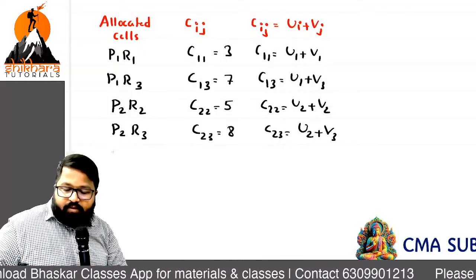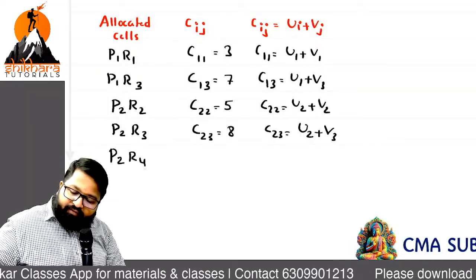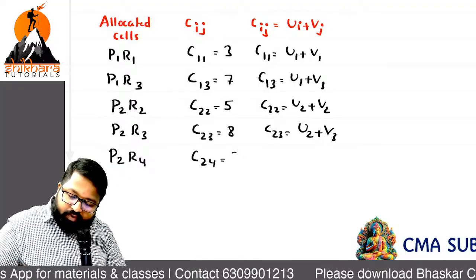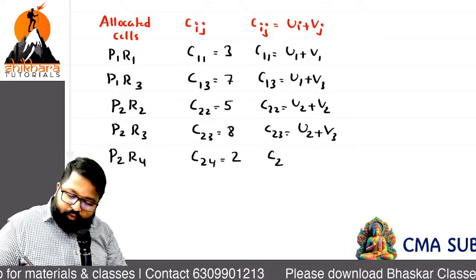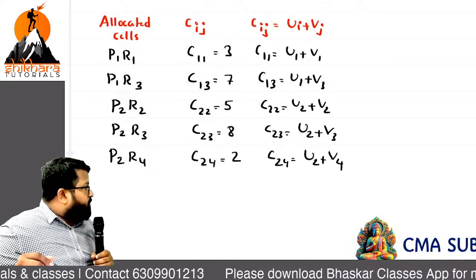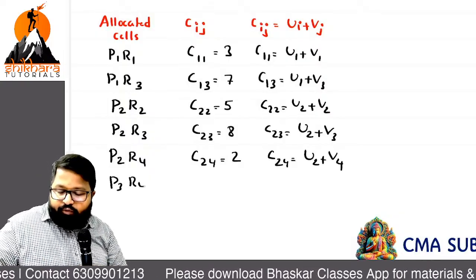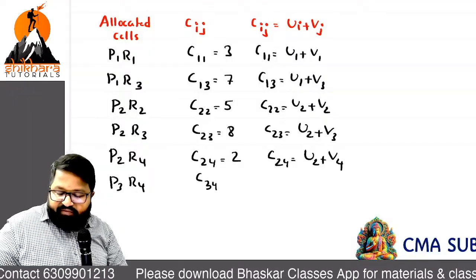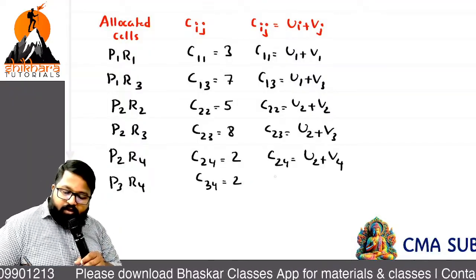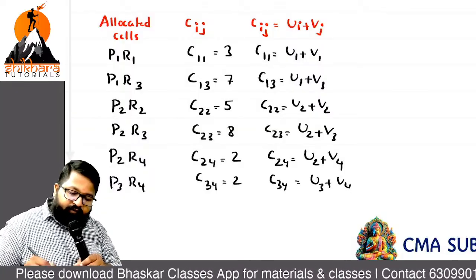And next, any other cell? P2 R4, that is C24. What is the value? C24 is equal to U2 plus V4. Now, P3 R4, that is C34. What is the value? 2 is the value there. C34 is equal to U3 plus V4.